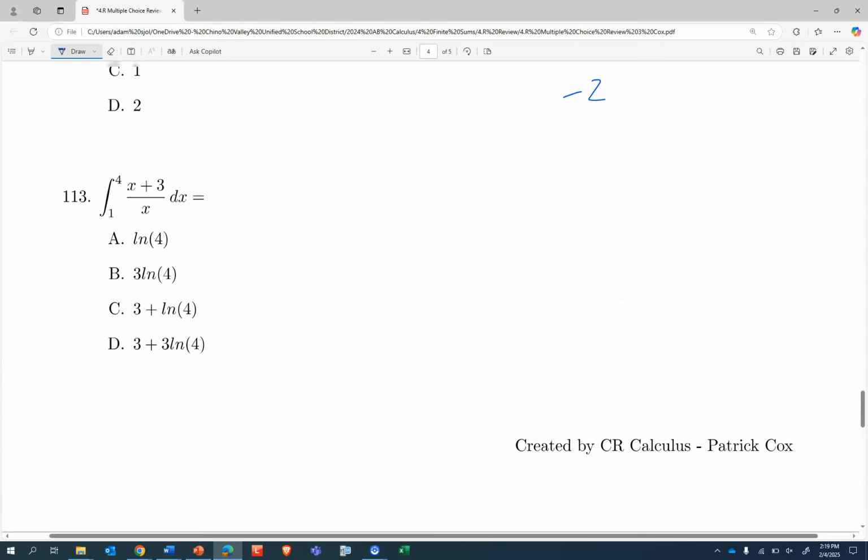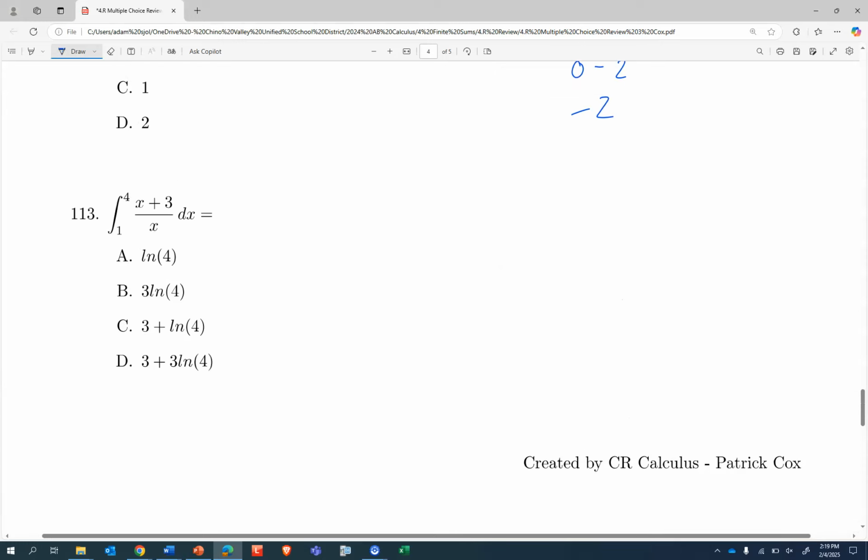Okay, and the last one here. This looks like you can't do it yet, but you can do alpha. The definite integral from 1 to 4 of x plus 3 over x. That's the same as the definite integral from 1 to 4 of x over x, which is 1, plus the definite integral of 3 over x. Antiderivative of 1 is x. Antiderivative of 3 over x is 3 natural log of the absolute value of x. And we're going to do that from 1 to 4.